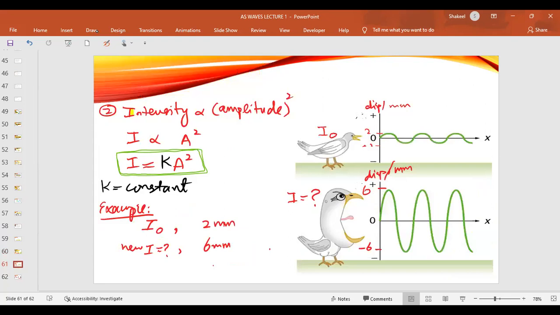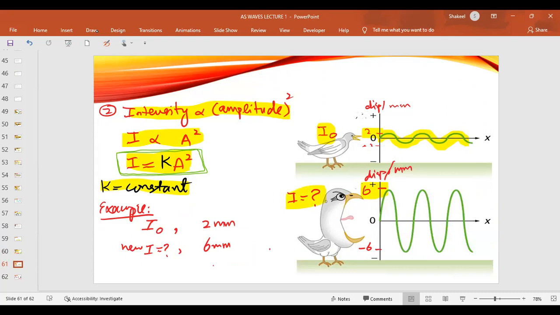The next factor is that intensity is proportional to the amplitude of the wave square, like I proportional to A square, or I is K A square, where K is the constant. And that's a very simple thing. Suppose there is a bird which is chirping and it's producing a sound wave of amplitude 2, and its intensity is I naught. Now, the bird got angry and it produces a louder sound. So let's say the amplitude goes to 6. So when the amplitude goes to 6, what's the intensity?